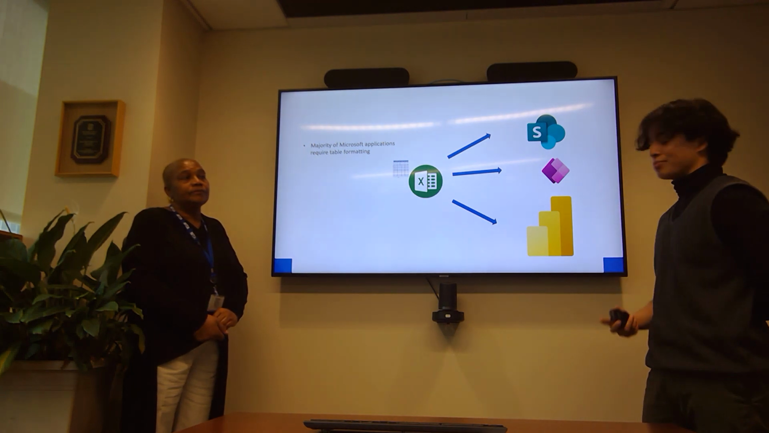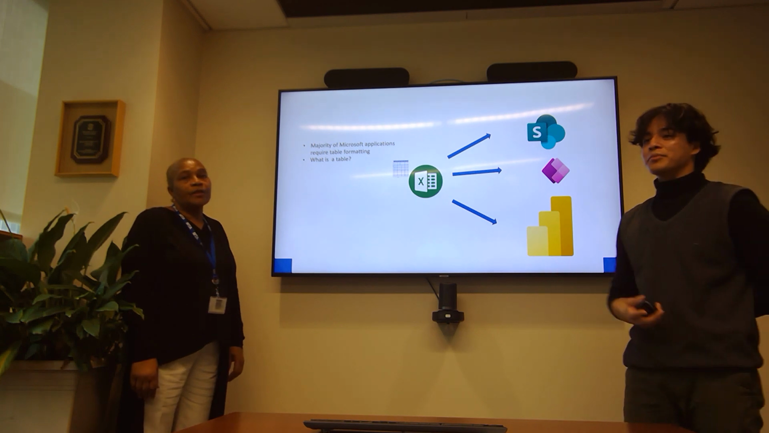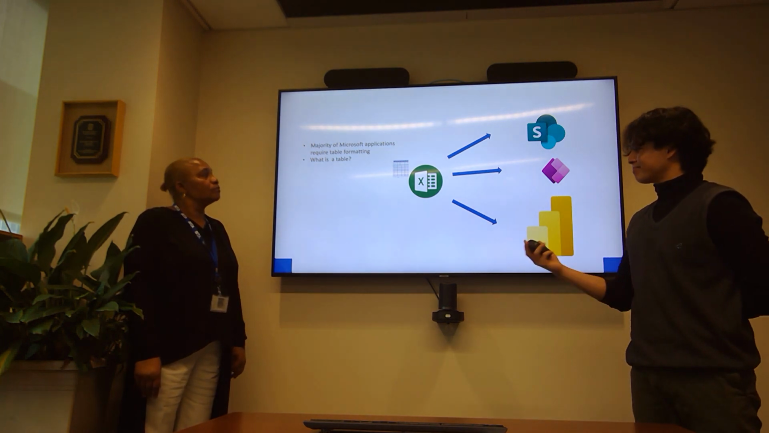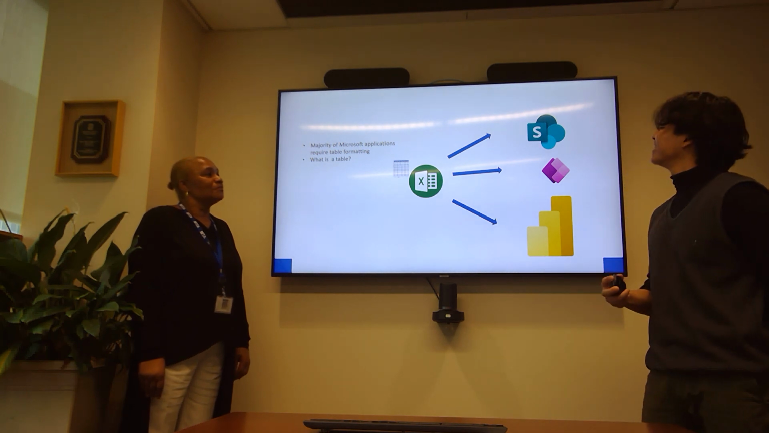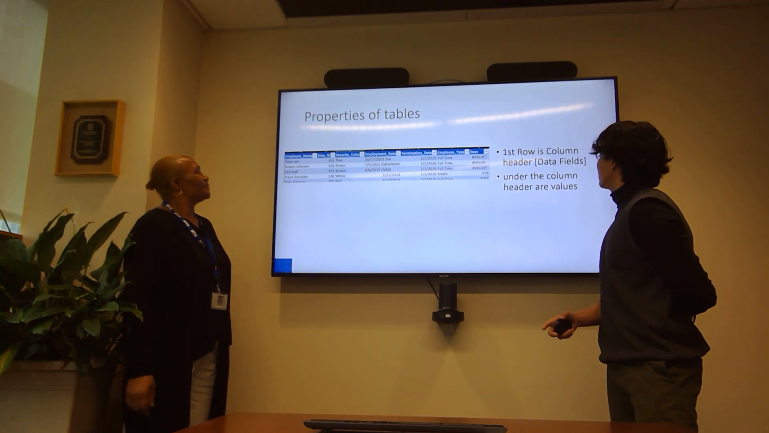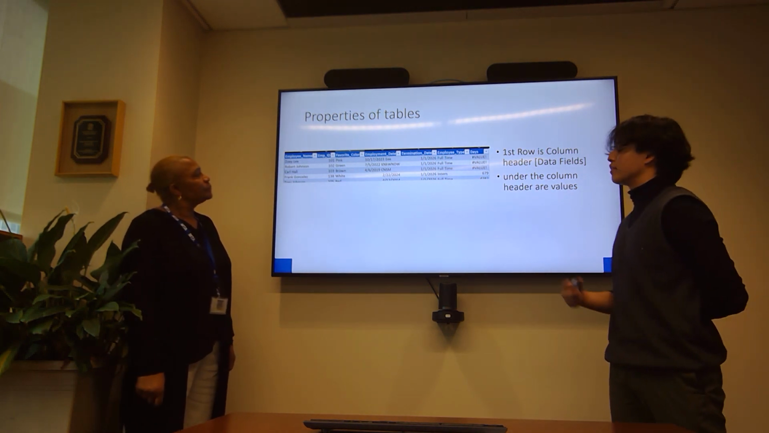And why is that the case? Well, I'll answer that question. What is a table? Do you guys know what a table is? I'll go on, don't worry. You got it. Right, so the properties of a table, right, is the first row is the column header, which is considered a data field. And under the column headers are values.